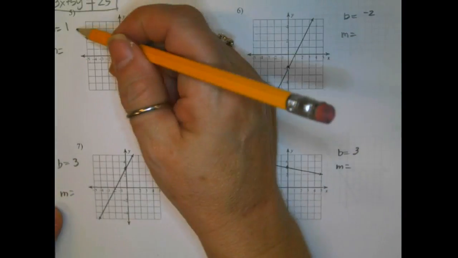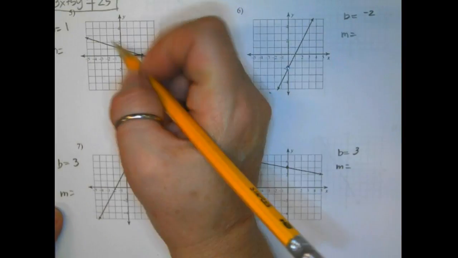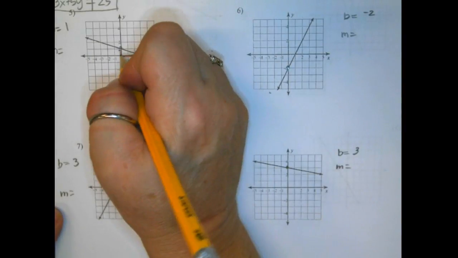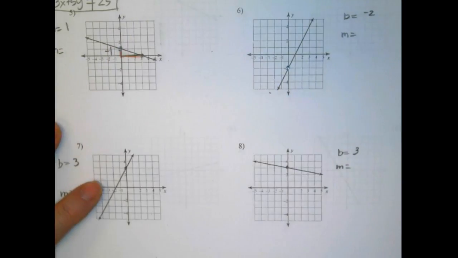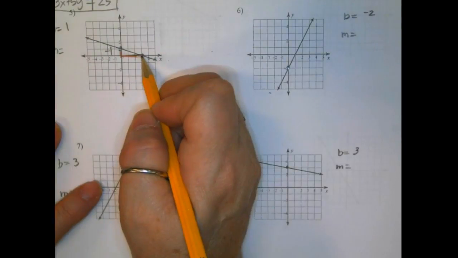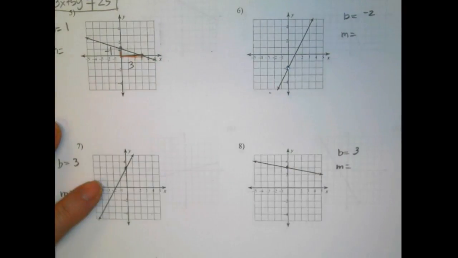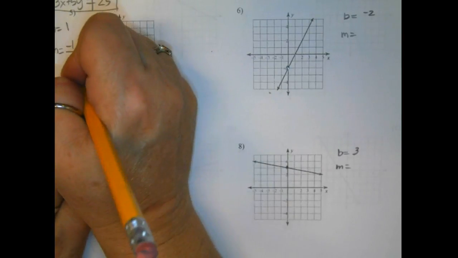Now listen, as I'm going in this direction, did I go up or down in my triangle? I went down, so that means, and how many spaces did I go down? So since I went down 1, it's -1. And how many spaces to the right did I go? 1, 2, 3. And the right is always positive. So my slope is going to be -1/3.